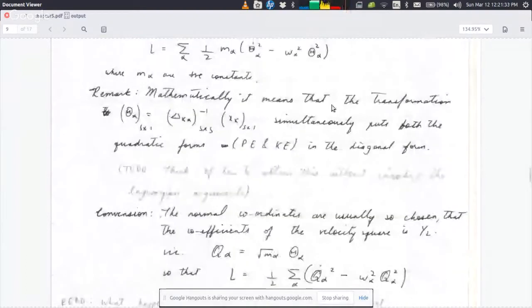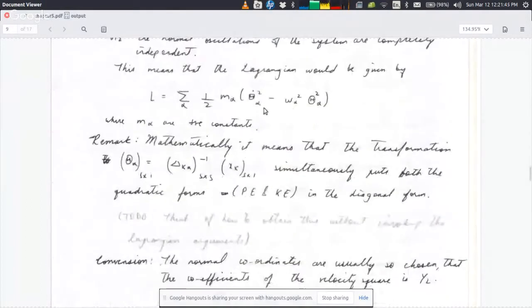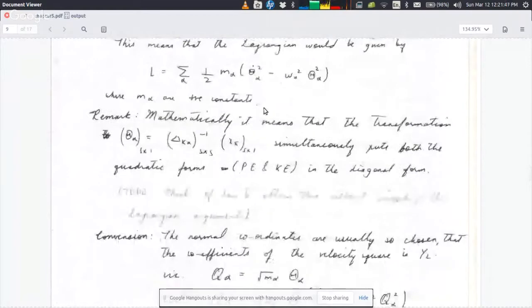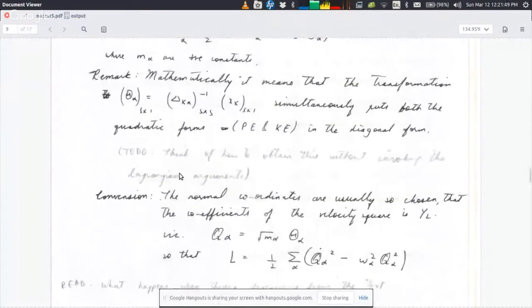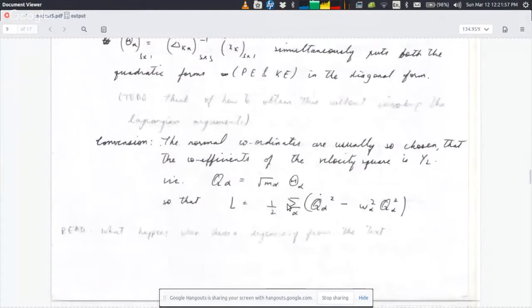Okay, and it also is interesting to note that this transformation puts the kinetic energy and the potential energy in diagonal form, which is evident from the expression for the Lagrangian. You can always choose the convention to be such that your M alpha, you can scale it out. So you choose slightly new coordinates and get rid of the M alpha, and you can write your Lagrangian in this form. Okay? So this is what we did today, and I hope it made sense.